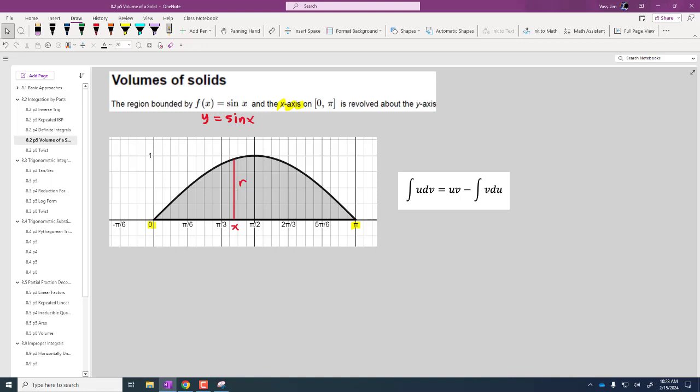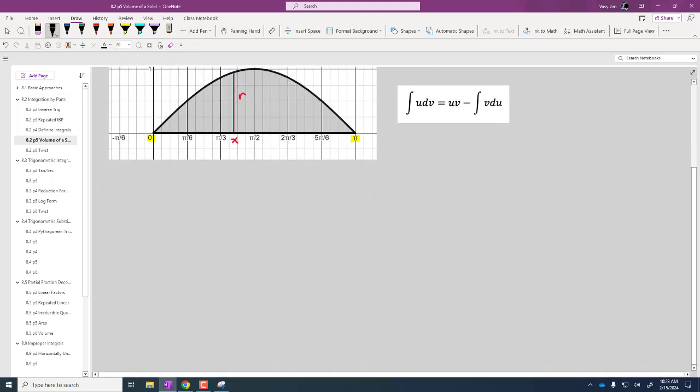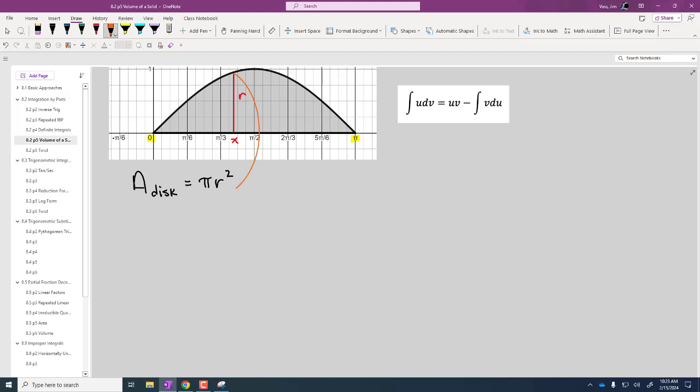So what is the area of a disk? Pi r squared. So in general, we've got pi r squared. And this disk we're imagining right here is coming out of the board right at you, looking like that. And the radius of that disk is the function, and the function is sine of x. So it's pi times the sine squared of x. So that tells us the area of the disk at x.